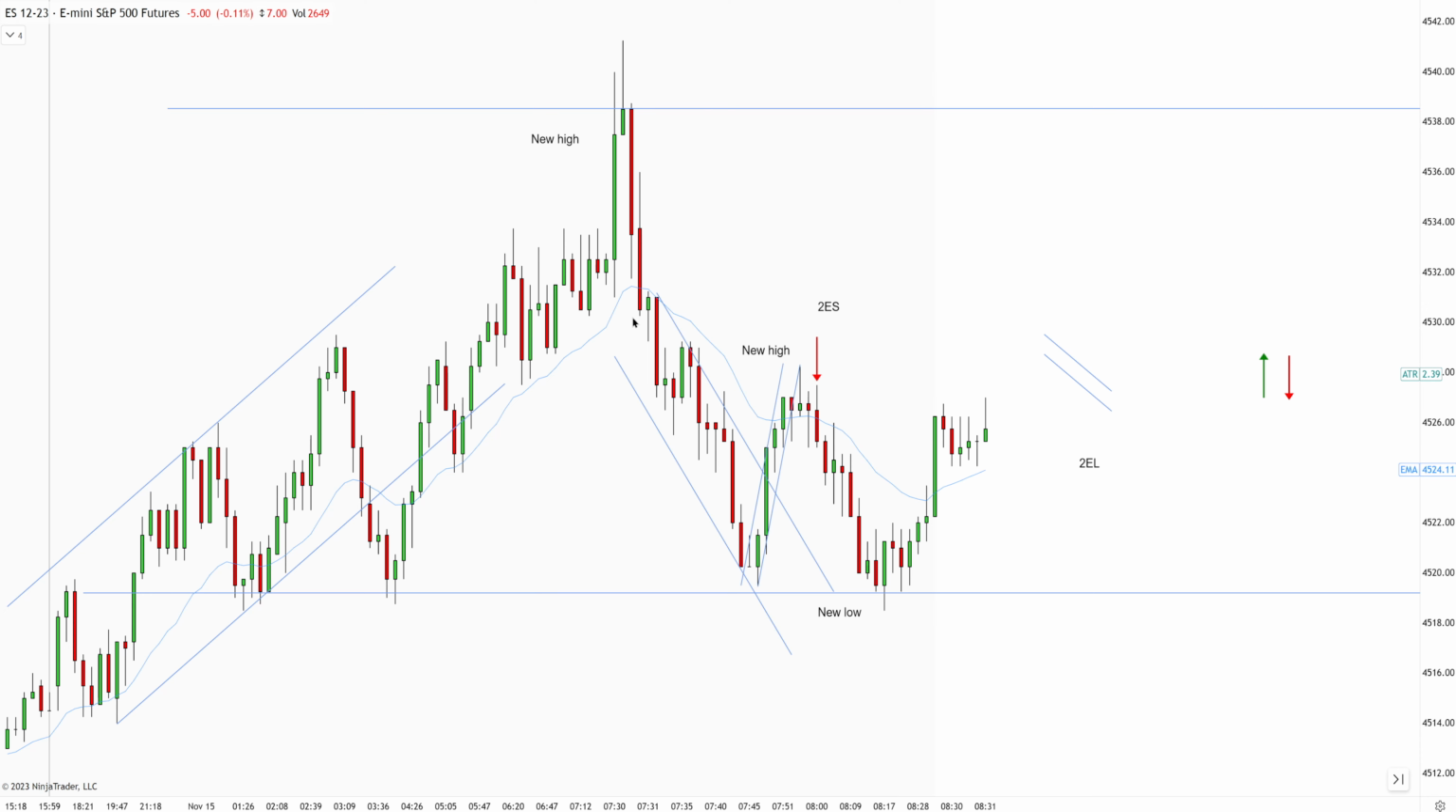We started with a spike and a channel pattern. We had a great high probability setup, second entry short at the EMA, and we created new extreme. So once I see a new low for this channel, price action tells me that I can expect reversal or correction. So I'm going to once again locate a channel to the upside.